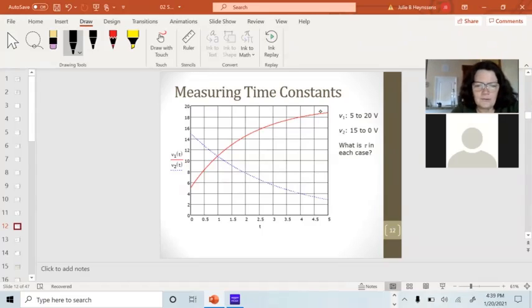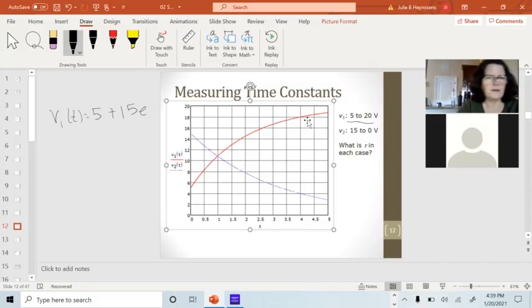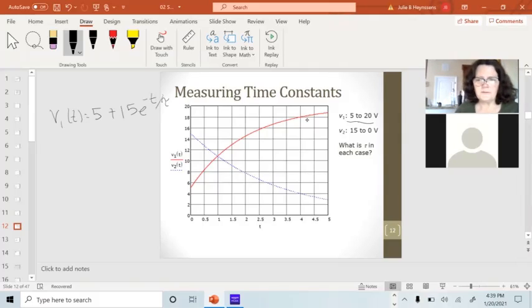Okay, so I've got something that looks like this. V1 is going from 5 to 20 volts. So V1 is going to have an equation that looks like it's 5 at t equals 0 plus 15, so that the final answer adds up to be 20. 15 e to the minus t over tau. So there's an equation for V1 of t.